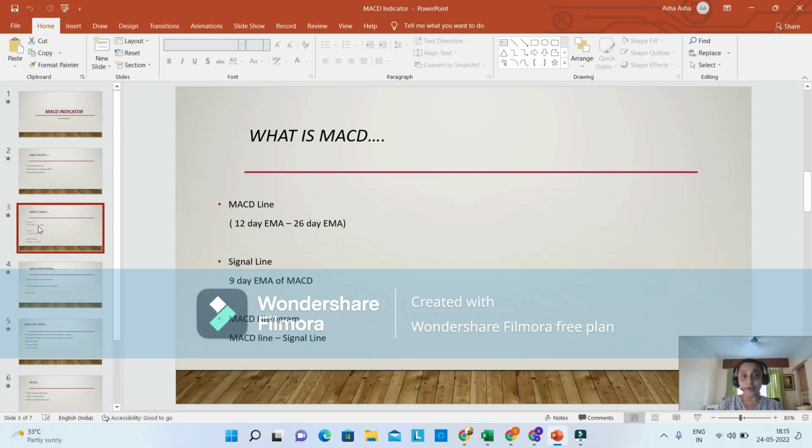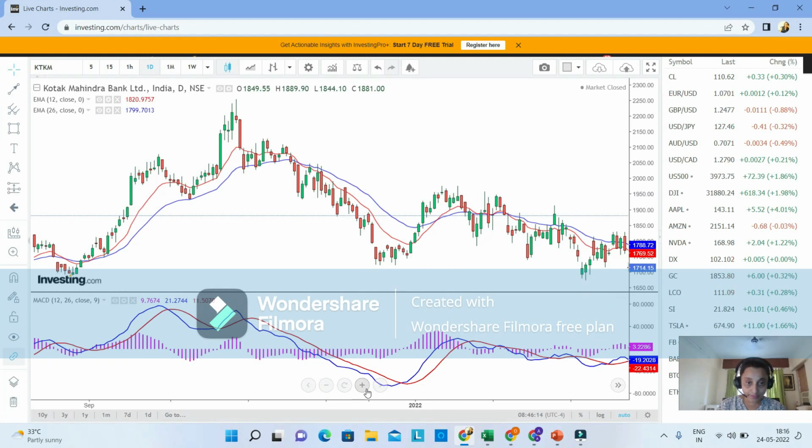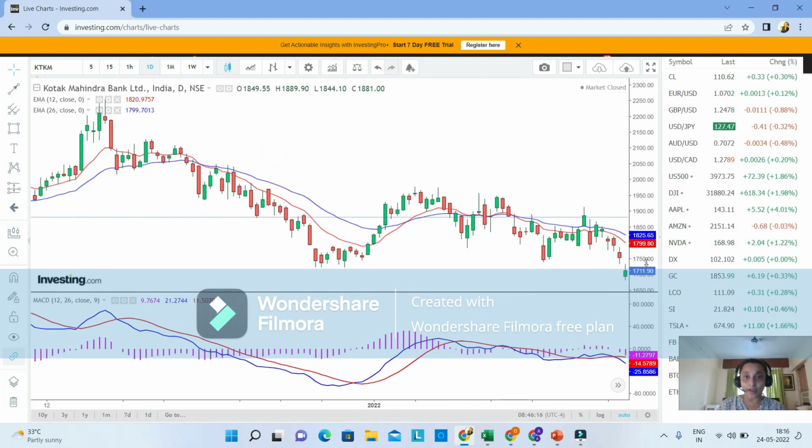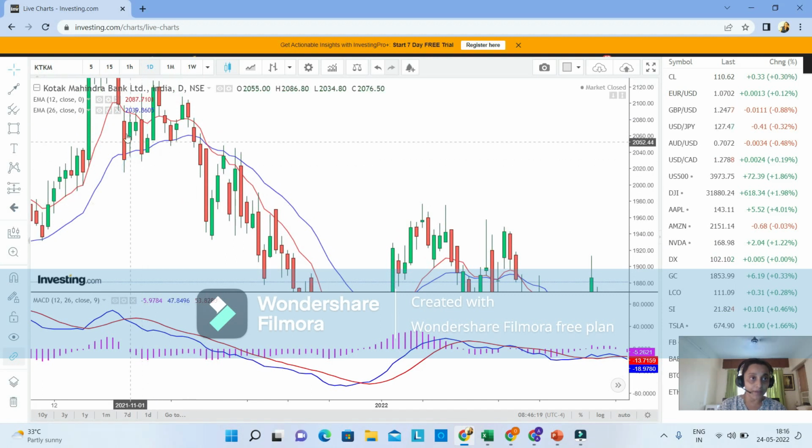So the first one that we're going to talk about is the MACD line. So what is an MACD line? It is nothing but the 12-day exponential moving average minus the 26-day exponential moving average. All right. So if I go into the chart, I hope you can all see this chart. I've plotted the 12-day moving average and the 26-day moving average here. The 12-day moving average is red, the 26-day moving average is in blue. Now the difference between the prices of these two is the MACD line.